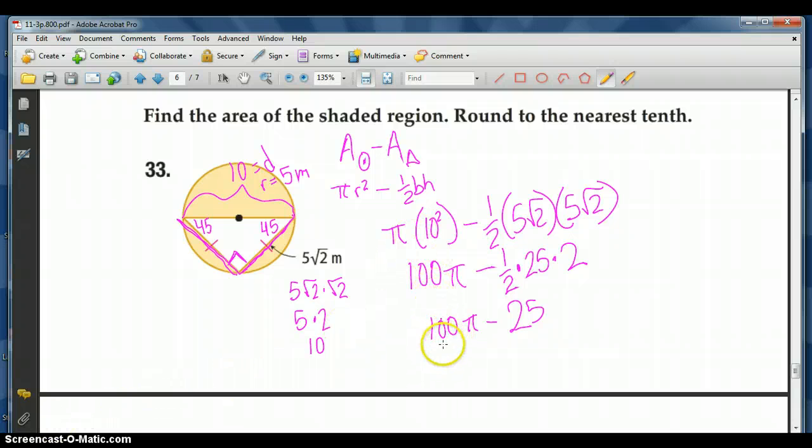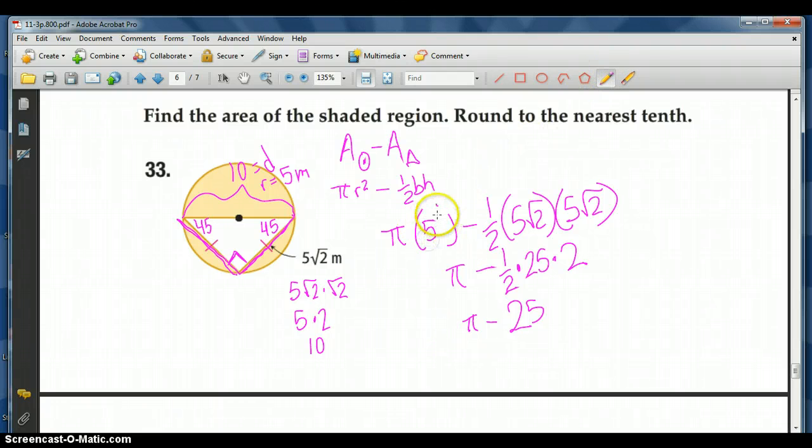And I just realized I made an error here. I substituted in the diameter. So I want my radius squared. 5 squared, which is 25. And therefore, my area is 25 pi minus 25, which is approximately 53.5 square meters.